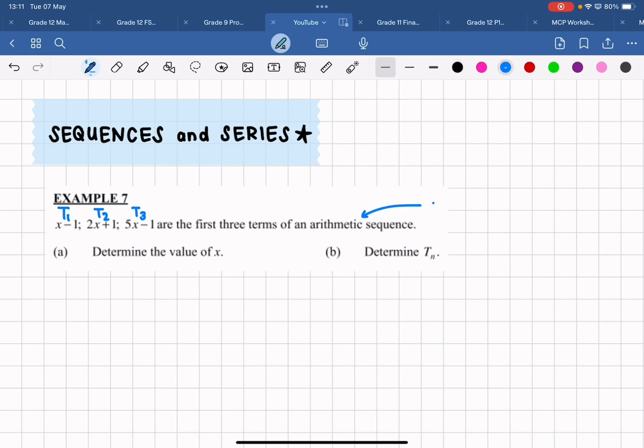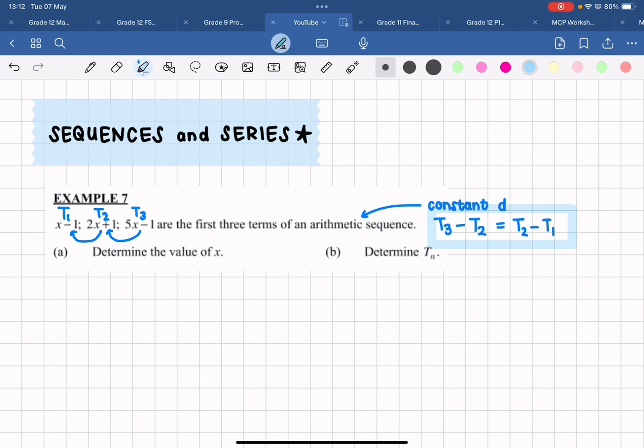Now, for an arithmetic sequence, remember that we have a constant first difference, a d value. What we're going to do is say that this difference can be calculated by taking term 3 and subtracting term 2 from it. But because this difference is constant, we will get the same difference when we take term 2 and subtract term 1 from it. This is an incredibly important formula that we are going to use very often, so you need to please know this formula.